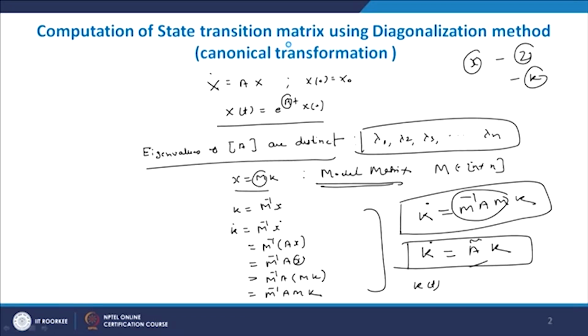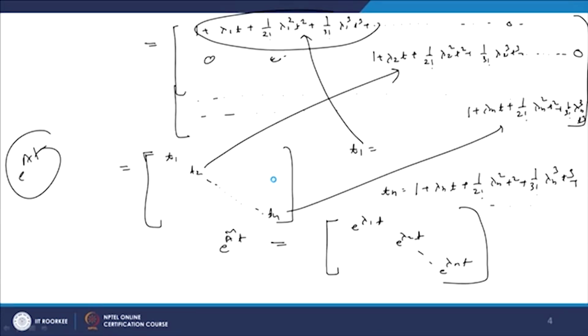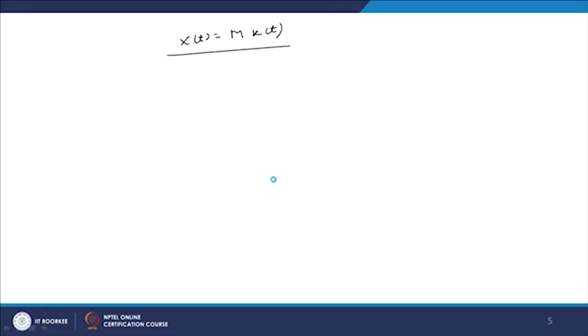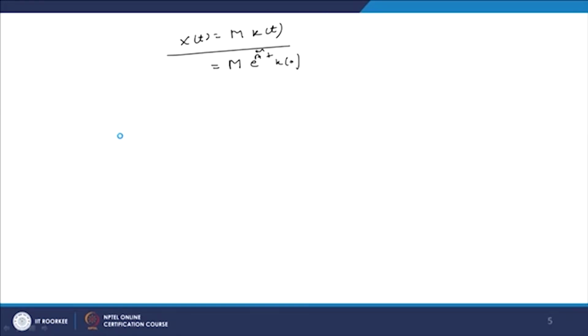Just see here, x of t equals M k of t, and as I told you, after doing all this adjustment we have reached e raised to A bar t, but our concern is with x of t. So here this is M, and what is k of t? This k of t equals e raised to A bar t into k of 0. We have replaced M e raised to A bar t into k of 0.